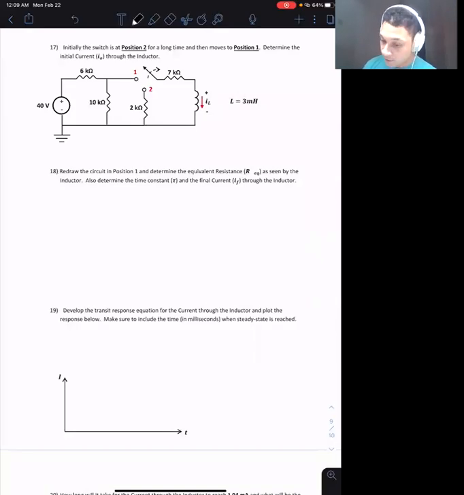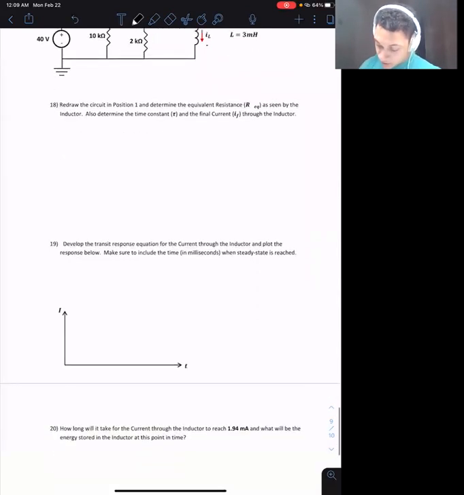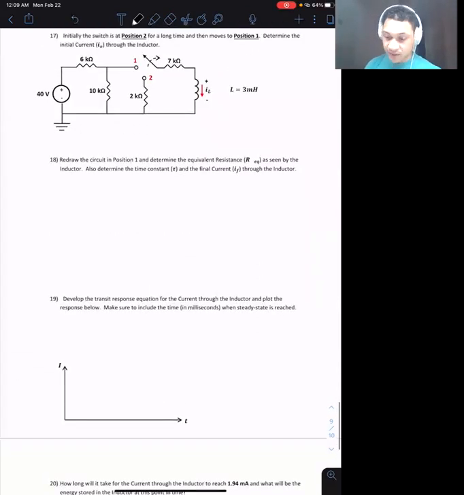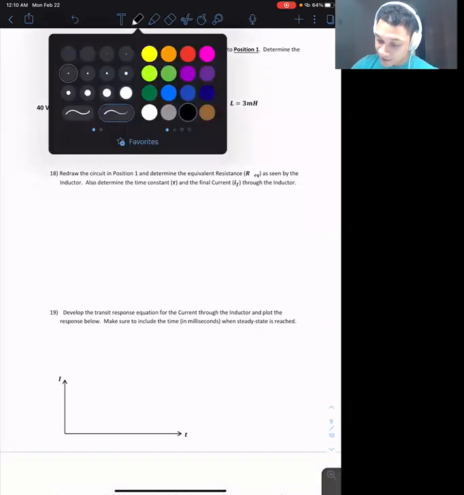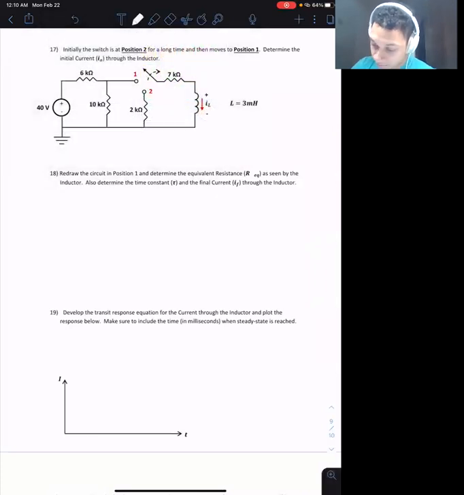Hello. Finally, we have problems 17, 18, 19. So this is pretty similar to the last set of problems. The only difference being that there's an inductor. So we use our rules and we know that inductors act as shorts in steady state, right? So we know that this circuit has been around for a long time.